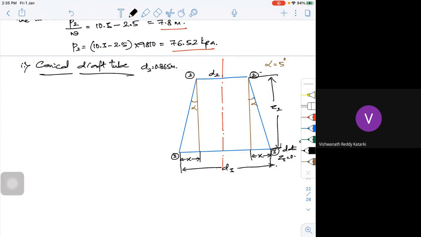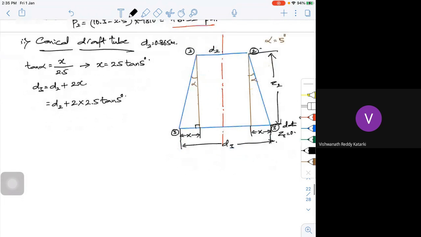If you look into this particular right angle triangle, this is your 90 degrees. Tan alpha is equal to x divided by 2.5, or x is equal to 2.5 tan alpha, with alpha being 5 degrees. Now what is your D3? Your D3 is equal to your D2 plus 2 times your x, or D2 plus 2 into x, where x is 2.5 times tan 5 degrees.